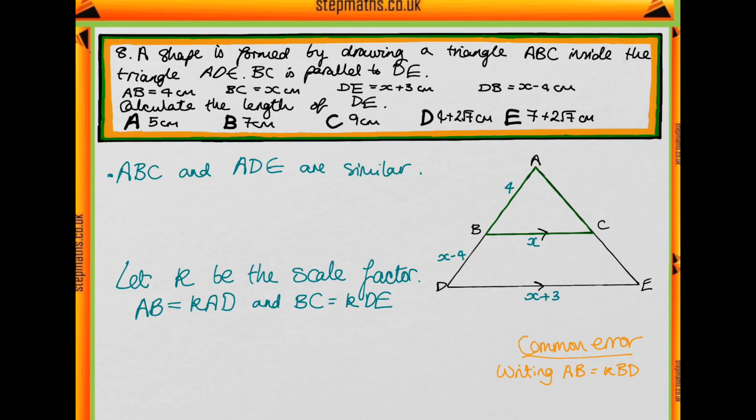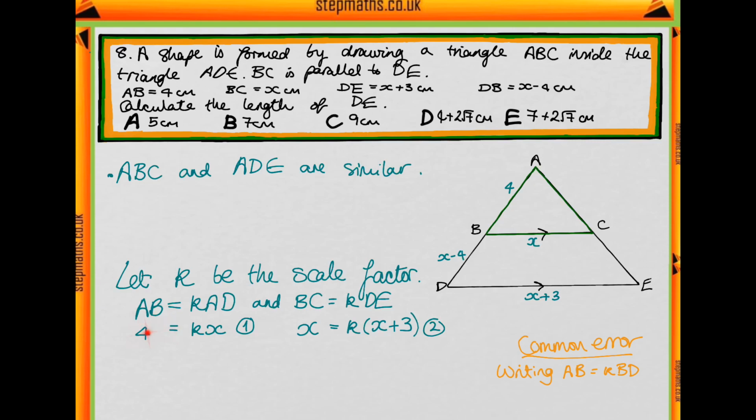We also have that BC is equal to K DE. So BC here is equal to K lots of DE here. We're not going to worry about AC and AE because we don't know any information about them. We're going to focus on these two and these two. So we have these two equations. So now let's substitute in what we know about the lengths of these sides. So we have two equations.